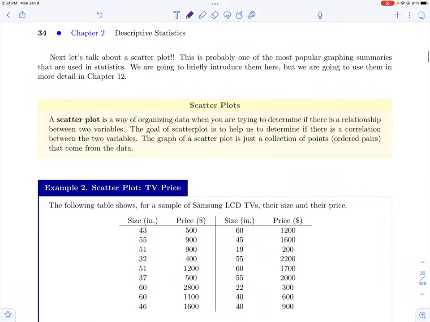All right, so hopefully everybody did a good job with our stem and leaf plots. So our next section, again, we're going to mostly be working with this in chapter 12, but since we're in the descriptive statistics sections, it's a good place to talk about it right now. So scatter plots is a good way to organize data that have two variables.